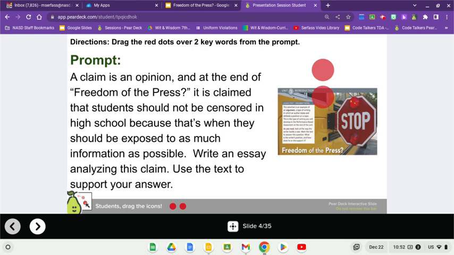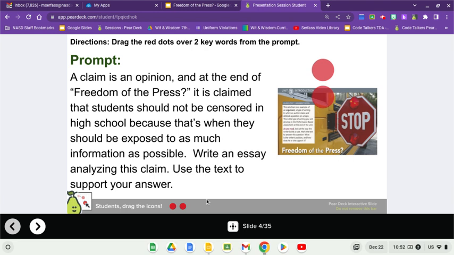Forehead, foreground, in the front. So when I say we're going to foreground the prompt, I mean we're going to try to keep it in the front of our brain. Prompt: A claim is an opinion, and at the end of Freedom of the Press, it is claimed that students should not be censored in high school because that's when they should be exposed to as much information as possible. Write an essay analyzing this claim and use the text to support your answer.